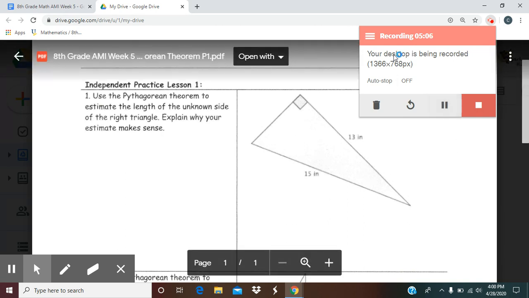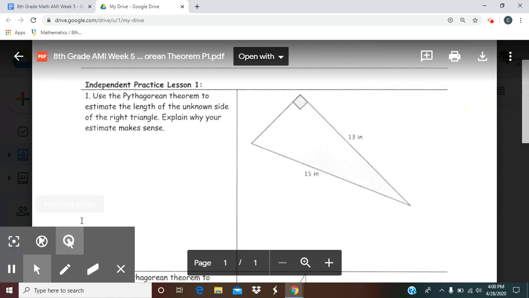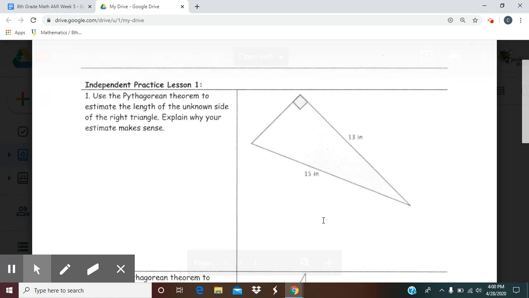Okay. Hold on, let me get this fixed. Okay. You guys should be able to see what I'm seeing now. A little bit of a hiccup in transition from tab to tab there.